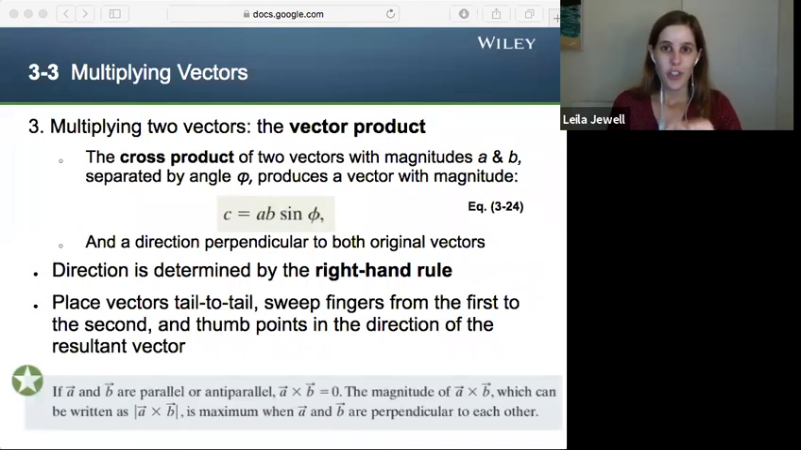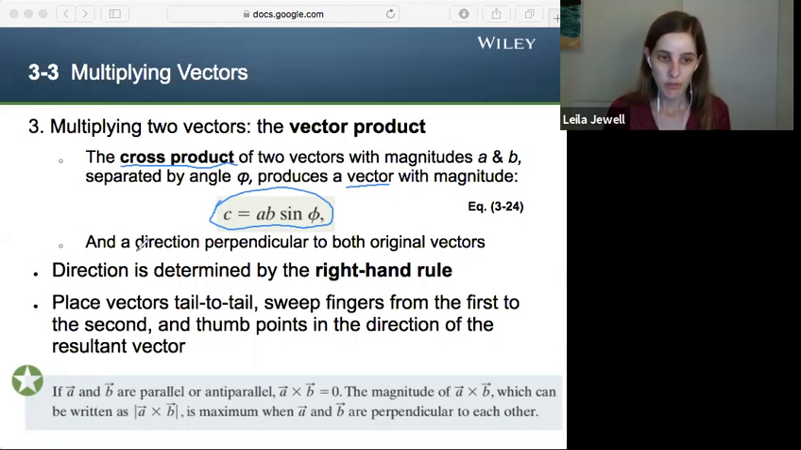All right. Third, last but not least, our third method of multiplying vectors is again multiplying two vectors, but this one's known as the vector product. It's also called the cross product very commonly. And the cross product does produce a vector, which is why it's called a vector product, right? So that's fairly logical. The magnitude of said vector is given by this equation, A times B times sine of the angle between them. So it's very similar to the dot product equation, but this one's only the magnitude of the resultant vector, and it uses a sine instead of a cosine.